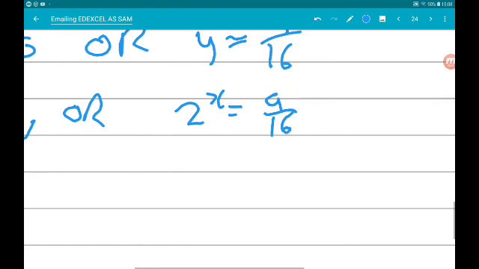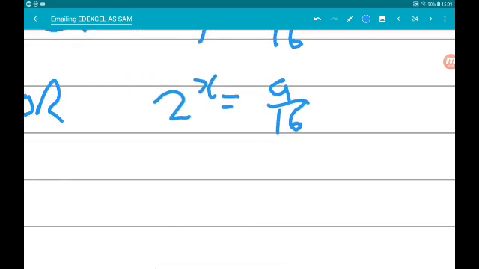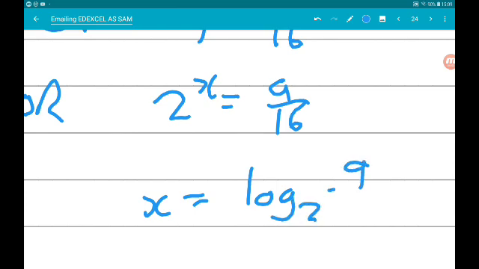So that means then the solution has to come from 2 to the power of x is equal to 9/16. So we're going to get logarithms involved. So to cancel out a base of 2, we need to take the log base 2 of both sides. So x is log base 2 of 9/16. Cool.